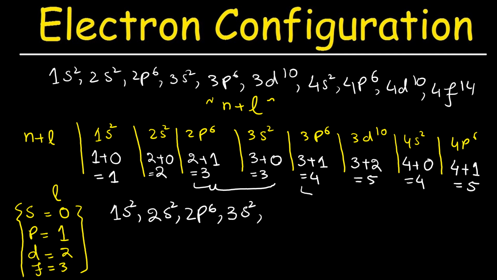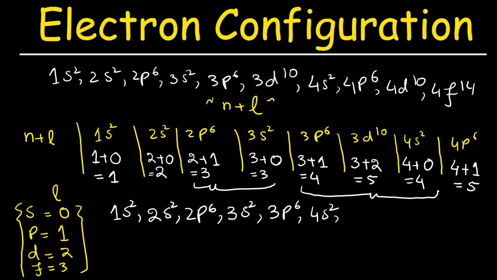Now the n plus L value of 3p6 and 4s2 is the same. As you know, the principal quantum number of 3p is less than 4s, so this means that 3p6 has less energy than 4s2. So we will write 3p6 and then we will write 4s2.